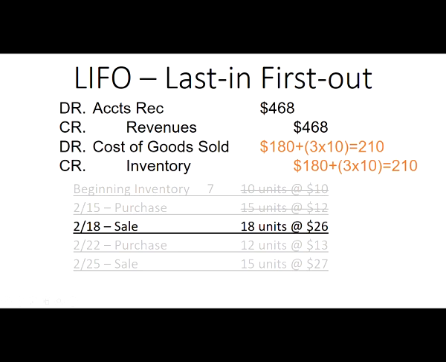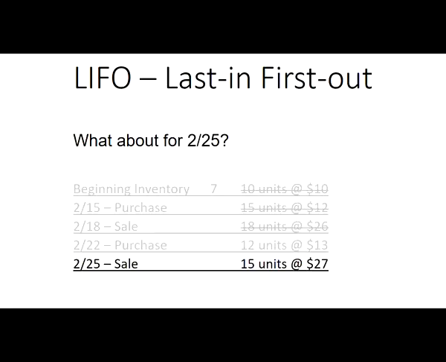So 15 times 12 is 180. 10 times 3 is 30, obviously. That gives us 210. So our cost of goods sold for the first sale, using LIFO as our assumption, is $210. Moving on. What about for February 25th?